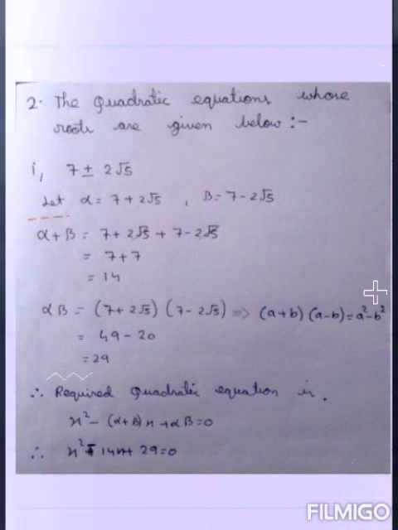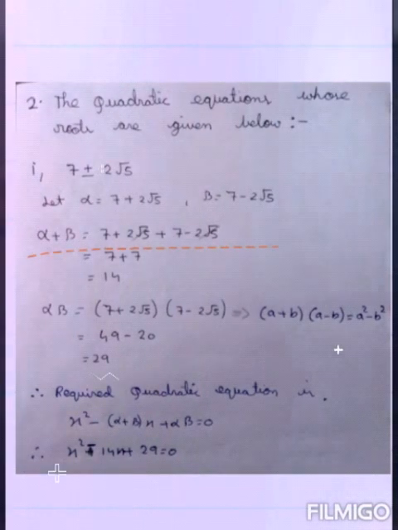So let alpha is equal to 7 plus 2 root 5 and beta is equal to 7 minus 2 root 5. So let us add and multiply alpha and beta. So alpha plus beta is equal to 7 plus 2 root 5 plus 7 minus 2 root 5.